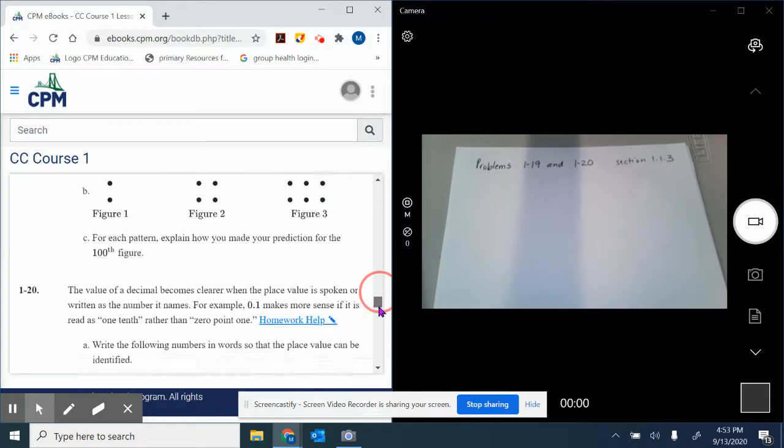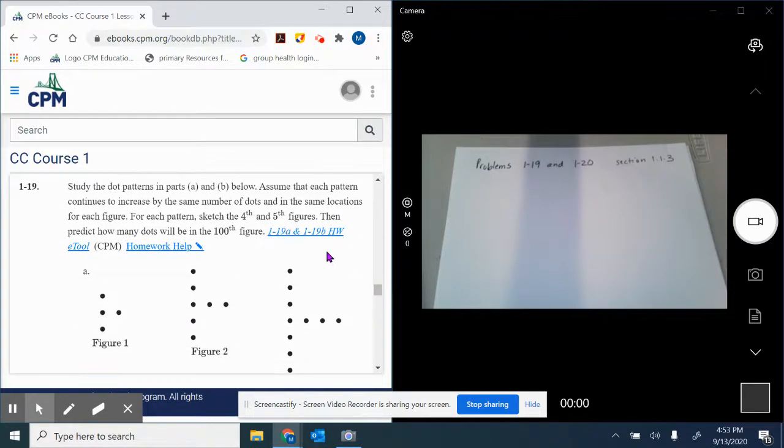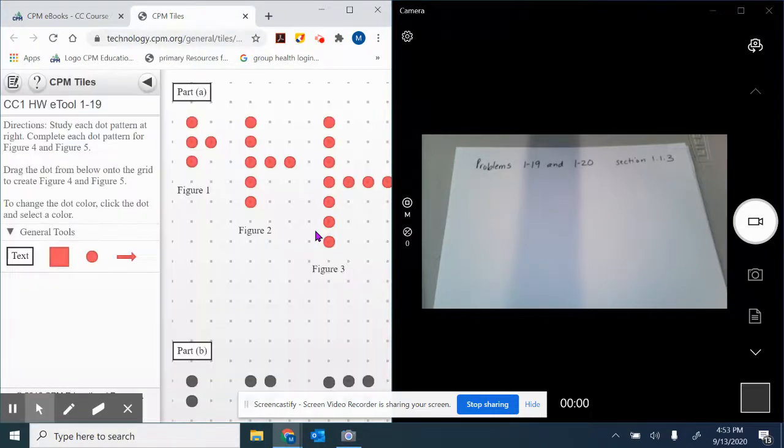If you look at A and B, it's dot patterns. And if you click on the resources, you can see that you can use digital dots and you can actually make your own, there we go, like that. And you can change the colors and show how the pattern is growing and continue it. You can do that for 119A and B if you want to use the digital tool.